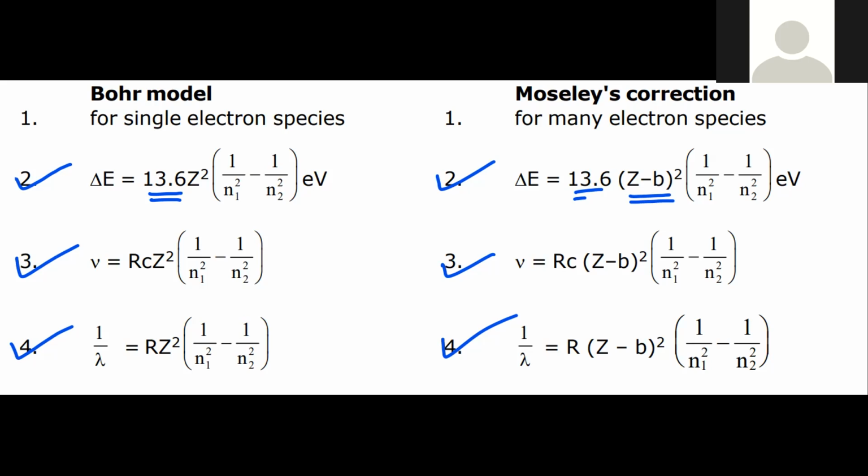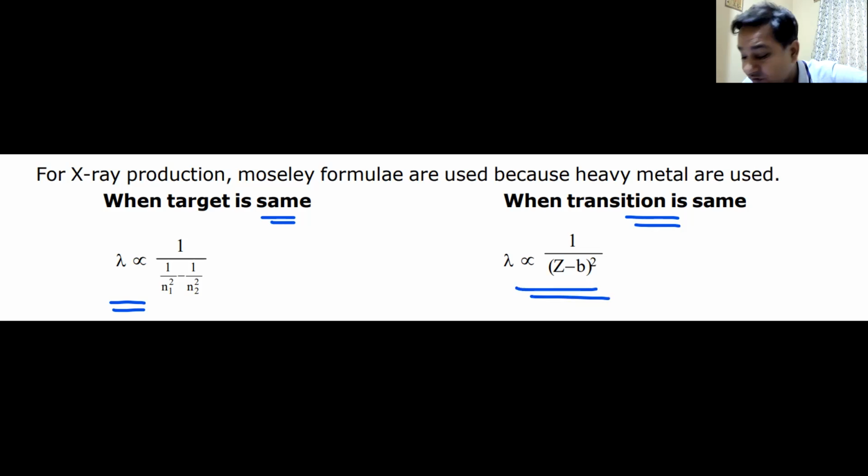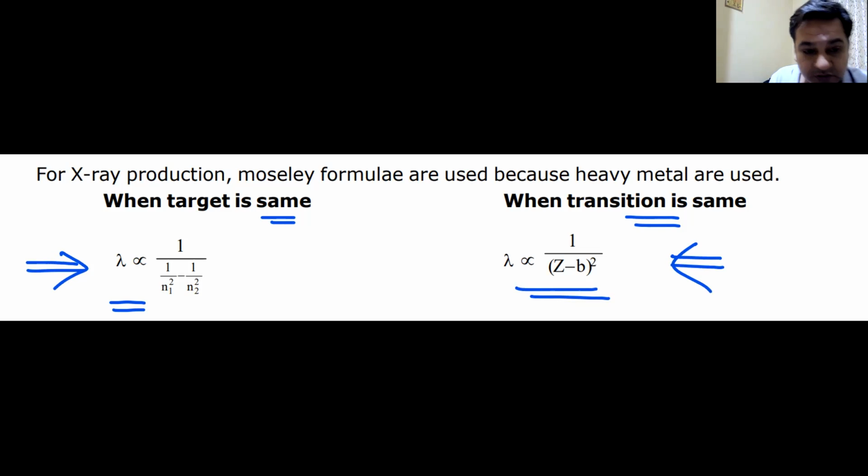Done, sir. We have done this. Then we can have a shortcut, and this is the shortcut that you will have to understand and remember. If the target is the same, the RcZ square term is the same, so lambda is inversely proportional to 1 by n1 square minus 1 by n2 square. Do we understand this? Yes, sir. When the transition is the same, meaning I am making the same jump from the same n1 to the same n2, lambda is proportional to 1 by (Z minus b) whole square. Do you understand this? These are two very important formulae that you must keep in your head whenever you solve a question. Do we understand this? Please note it down. Important points.